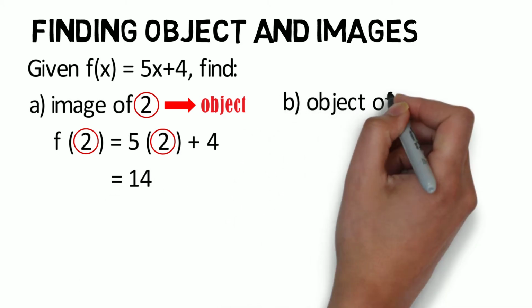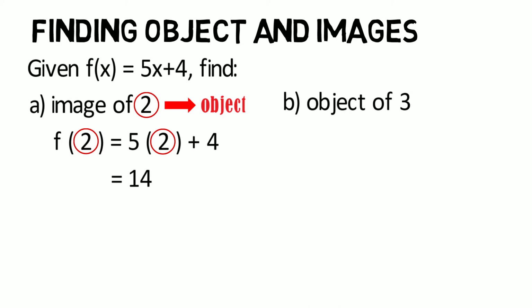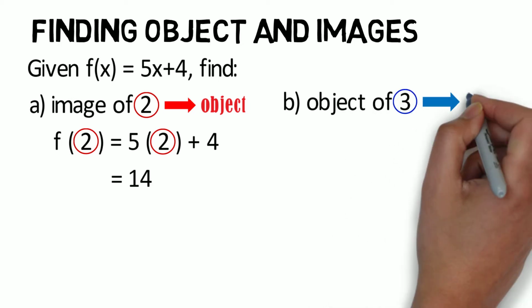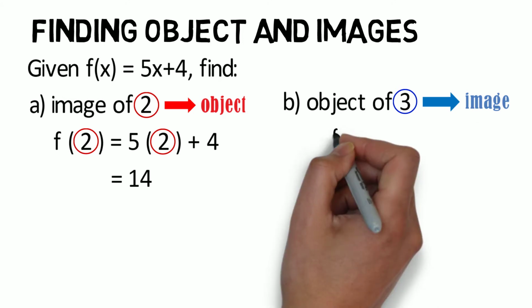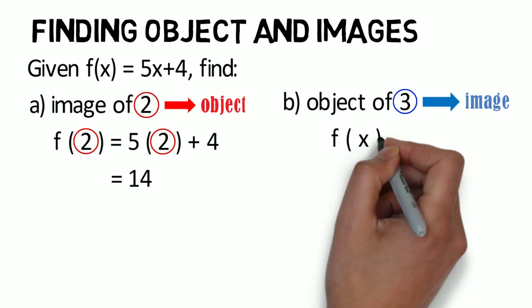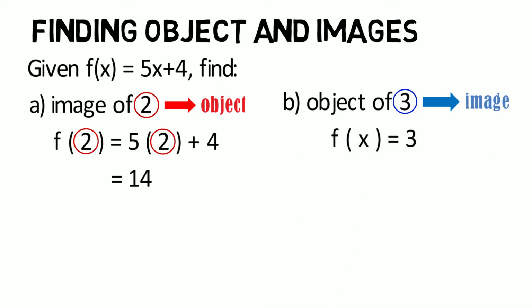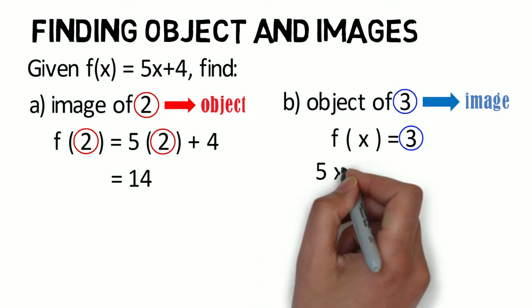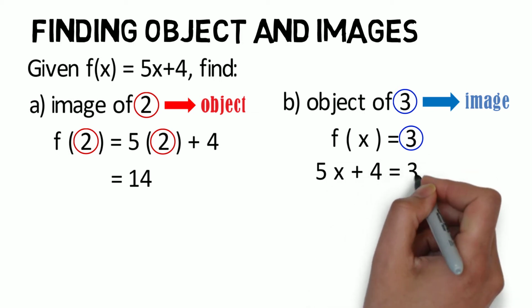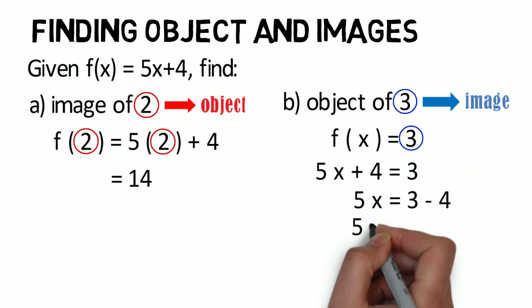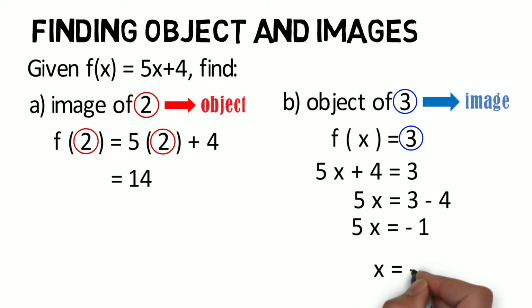Now we are to find the object of 3. That means that 3 is our image. We can compare f(x), which is our output, with the image of 3. Now we know that f(x) is equal to 5x + 4. So we can replace f(x) with 5x + 4. After simplifying, we get x equals -1/5.